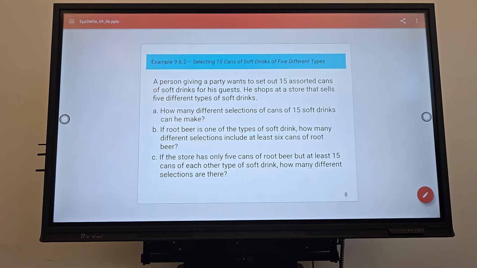A person giving a party wants to set out 15 assorted cans of soft drinks for his guests. He shops at a store that sells 5 different types of soft drinks. How many different selections of 15 cans of soft drinks can he make? If root beer is one of the types of soft drinks, how many different selections include at least 6 cans of root beer? If the store has only 5 cans of root beer but has at least 15 cans of each other type of soft drink, how many different selections are there?